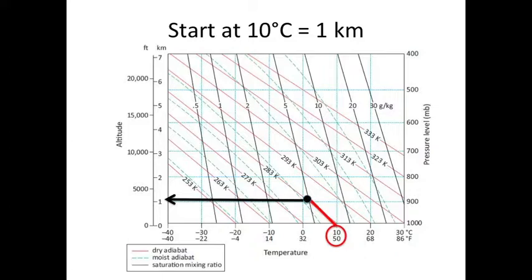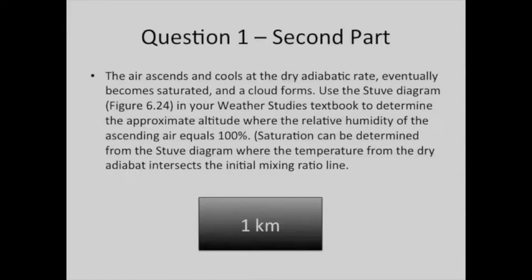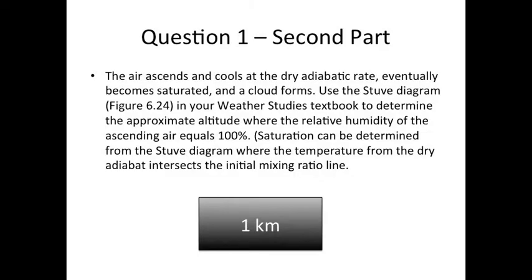Finally, go straight over from where the red and black line meet, which is shown as the black dot, to the left axis, which will give you the altitude. In this case, it'll be 1 kilometer. So you will answer the second part of question 1 as 1 kilometer.